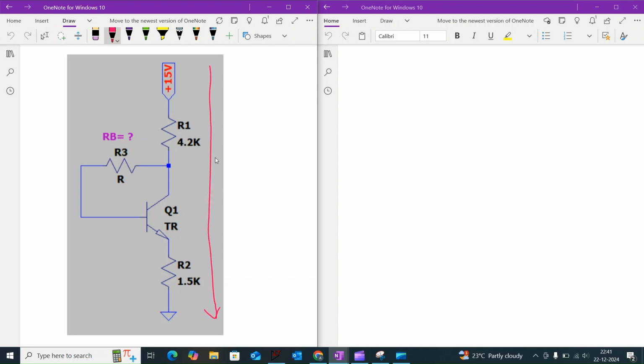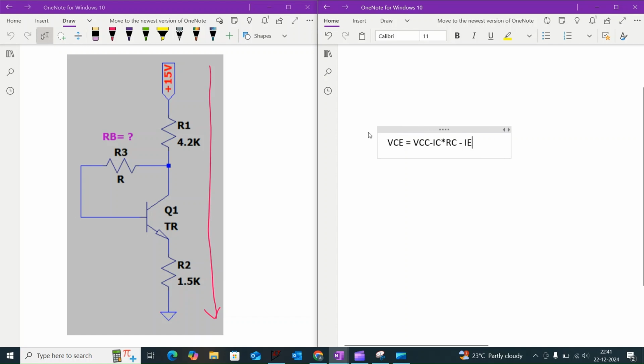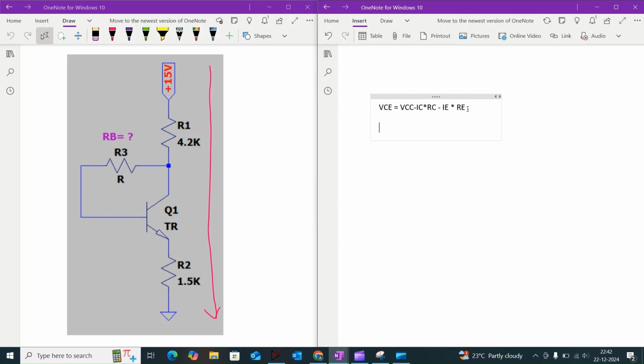If we apply the KVL rule, we will get the below expression. That is VCE is equal to VCC minus IC into RC minus IE into RE. Here, the transistor is operating in the active region, so IC is approximately equal to IE. So VCE is equal to 15 volt minus IC into (4.2K plus 1.5K ohm), which is equal to 15 volt minus IC into 5.7 kilo ohm.